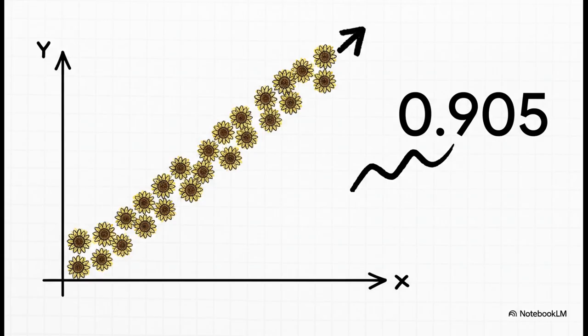So what does a 0.905 tell us? Well, remember, a perfect positive correlation is +1. Our value is incredibly close to that. This tells us there is a very strong positive correlation here. We've found a really clear connection in our data. The wider a sunflower's stem is, the taller it's likely to be.